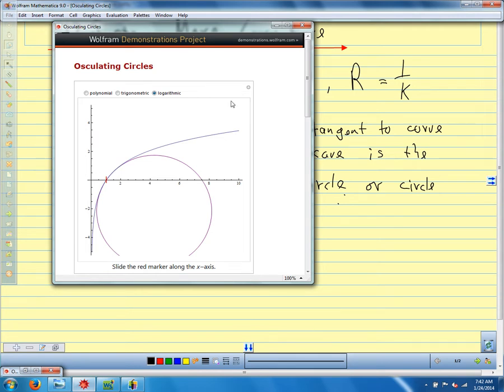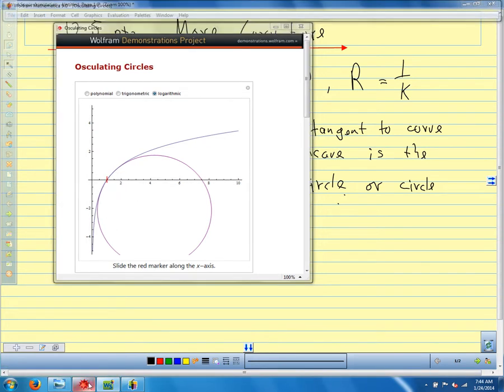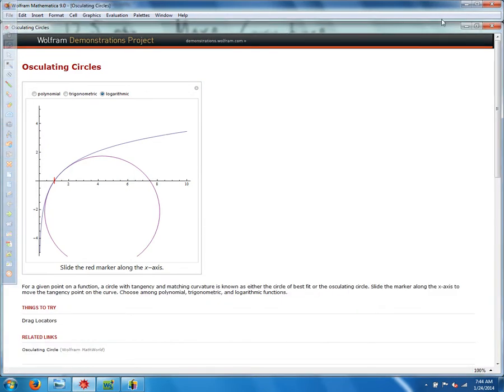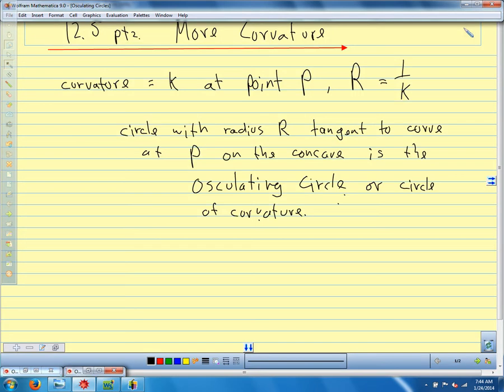And then I have another demonstration. So that's our osculating circle, circle of curvature, tangent at the point, and the same curvature at that particular point. I have another demonstration in 3D. Did I close that one? Is it this one?